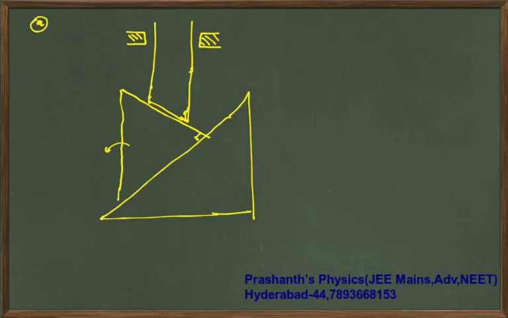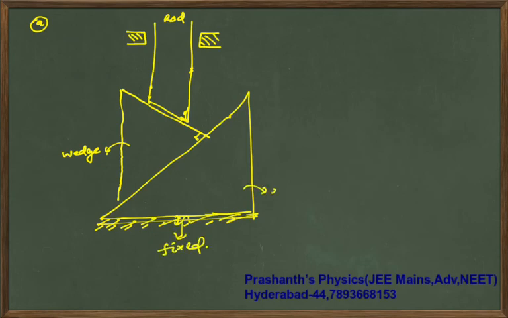This is your wedge, this is your rod, and this is itself fixed, not allowed to move. Basically it is an inclined plane. What is the question?